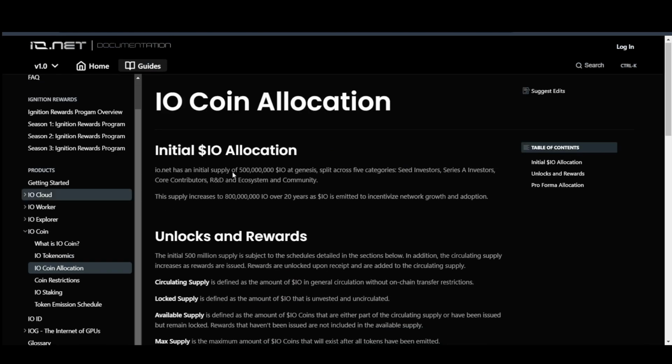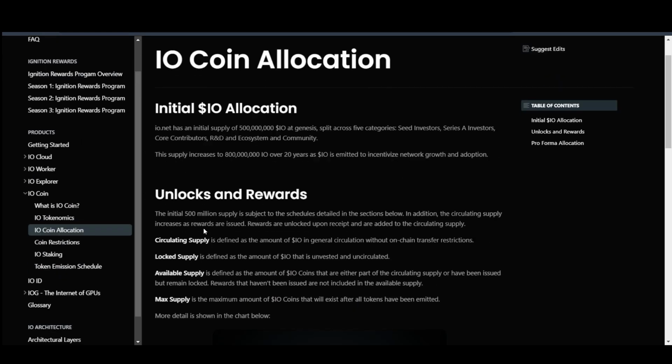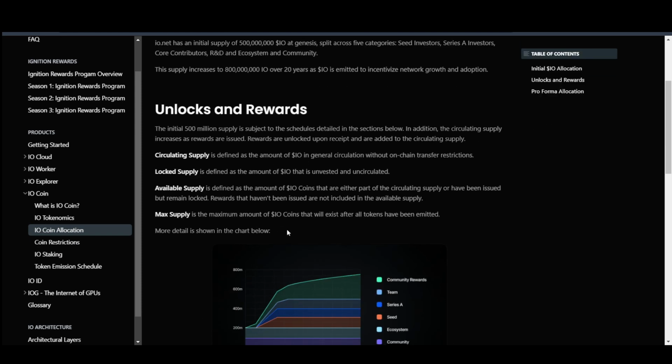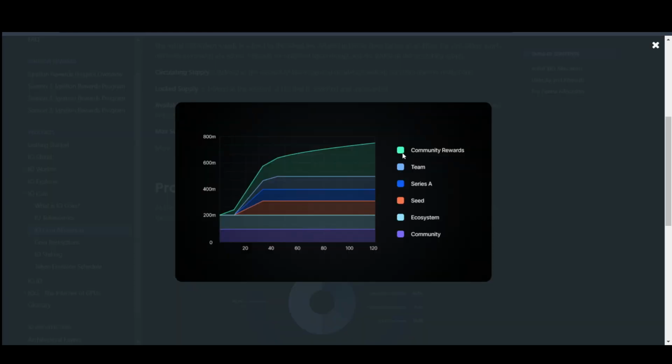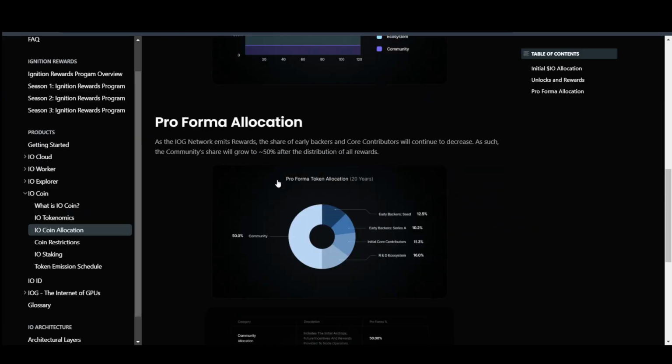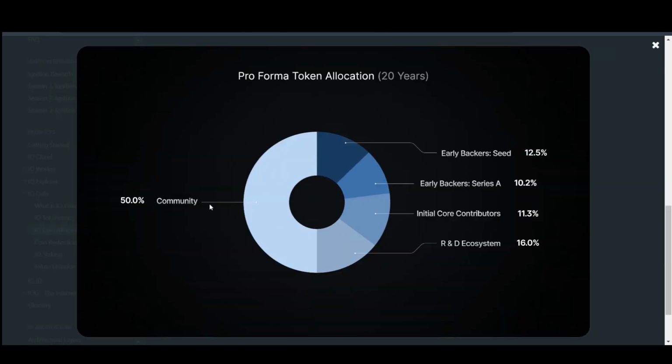After that, we have the IO coin allocation, unlock rewards, and others. As you can see here, we have community getting some rewards, as well as team, Series A, seed round, and ecosystem. These community rewards, I think, are most likely the airdrops, or the Binance Launchpad amount. This one is unlocked at the start, and after that we have the ecosystem, which I think is most likely unlocked as well, and the rest of them are locked, as you can see here.